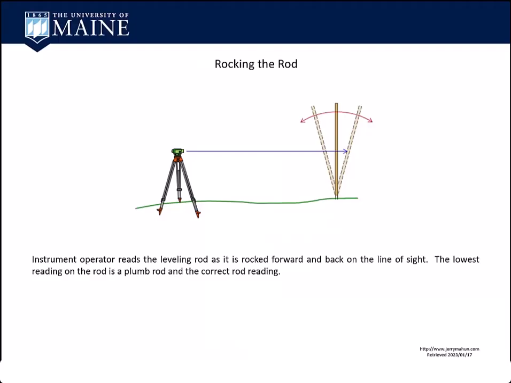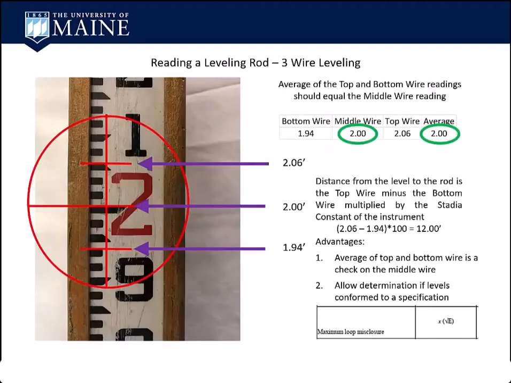And if you didn't have a rod level with you, you can rock the rod. It's an old trick. And you're going to read the lowest reading on the rod, because that will be plumb. You can run levels with the middle wire, a single wire, or you can run 3-wire levels where you would read the bottom, middle, and top wire.